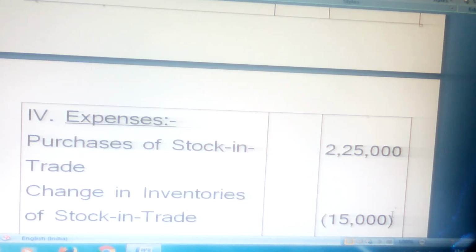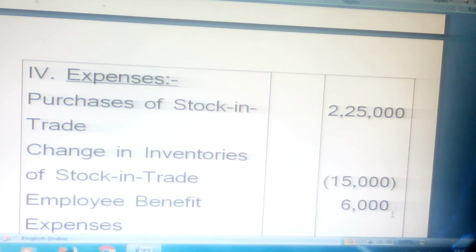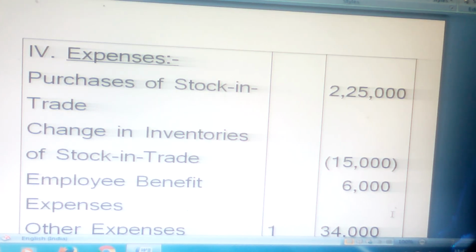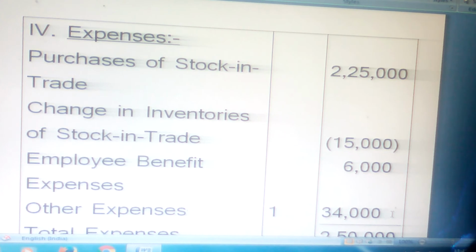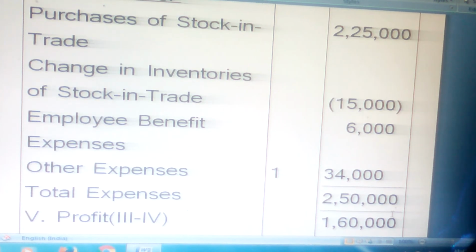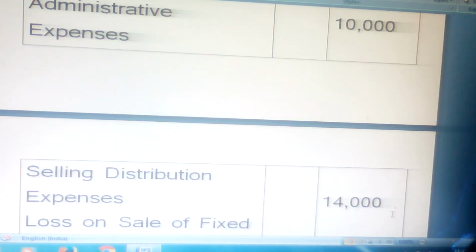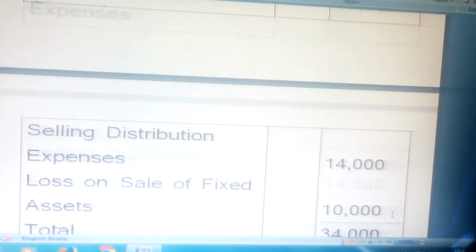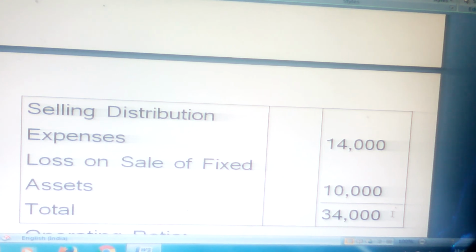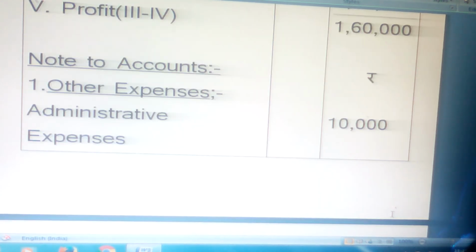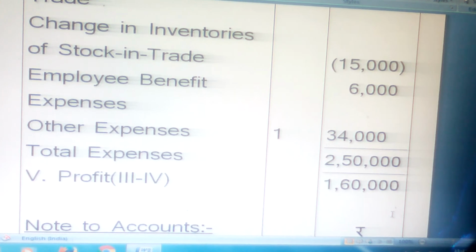Then moving to expenses: purchase of stock in trade 2,25,000. The changes in inventories of stock in trade are given in brackets, 15,000. Employee benefit expenses 6,000. Other expenses 34,000, which they have given in the notes on accounts. Other expenses: administrative expenses 10,000, selling expenses 14,000, loss on sale of fixed assets 10,000. All three together are 34,000. So the total here is 34,000.